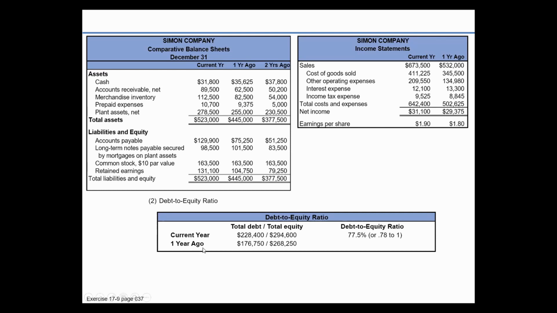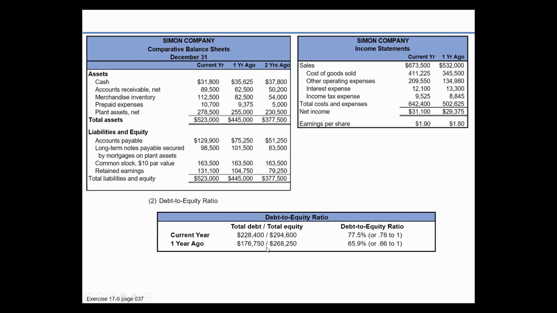And you can do the same thing for the prior year. You add up your debt, 75,250 is accounts payable, and then the long-term notes payable secured by mortgages on plant assets, 101,500. Add both of those up. It's 176,750 divided by the total equity, which again is your common stock at $10 par value and the retained earnings. So 163,500 plus 104,750, add those up, you get 268,250. So it's 65.9% or 0.66 to 1.